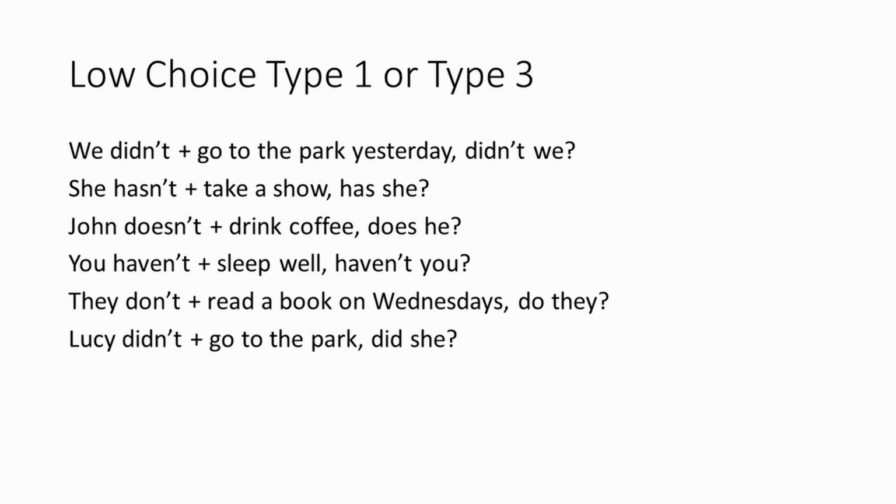Here's another low choice exercise. Is it a type 1 or a type 3? So for example, the first one, we didn't plus go to the park. So is it go to the park or is it been to the park, gone to the park? The choice is yours. Pause the video, say your answers out loud, and we can check them once you've finished.